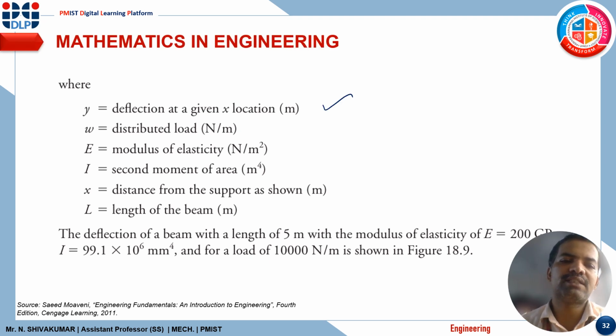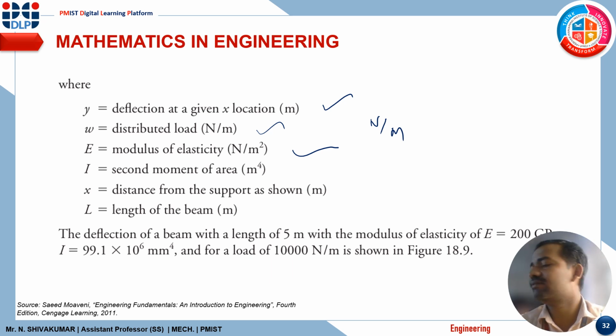So y is the deflection, W is the distributed load intensity, that is W is measured in newtons per meter. For each meter, what is the load? So what is E? Elastic modulus of elasticity. Okay. So what is modulus of elasticity? Modulus of elasticity, shear modulus, and the bulk modulus. These are three different properties of material. Okay. Mechanical properties of material.